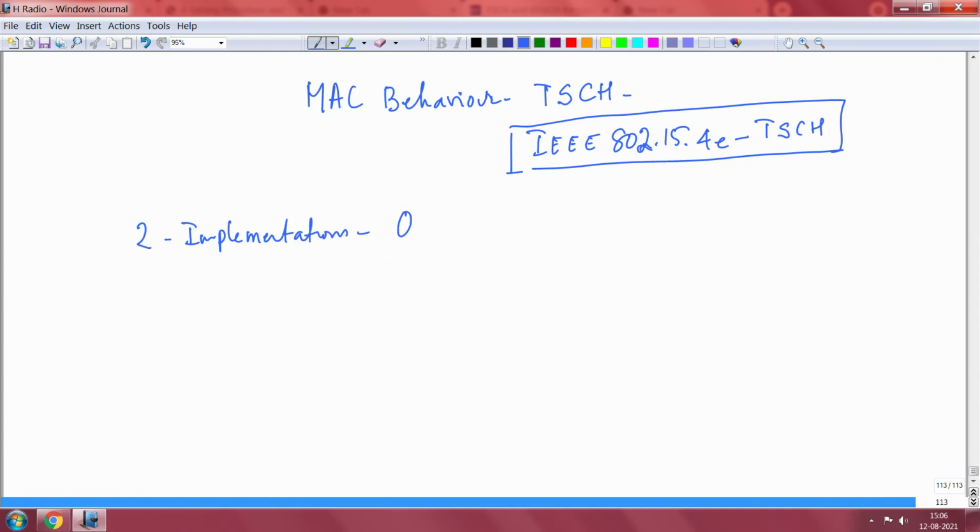One is under OpenWSN. This is again from UC Berkeley, and the other one is on Contiki OS, and both of them have the support for this 15.4e. But before we get into the detail of that, I think what is important is to know a little more about the protocol itself. Let me show you what exactly TSCH does and the beauty of this TSCH protocol and its ability to provide you high reliability communication.